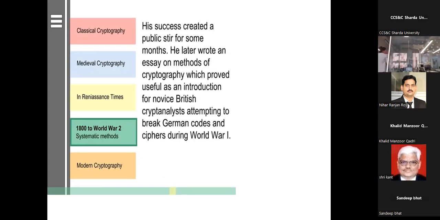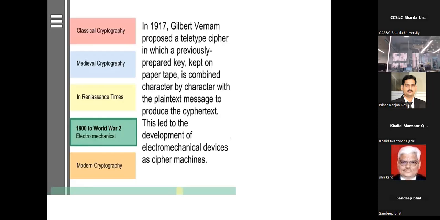Machine cryptography came. Okay, so he later wrote an essay on methods of cryptography, which proved useful as an introduction to novice British cryptanalysts attempting to break German codes and ciphers during World War I. These things happened. I will give you some glimpses. So the whole thing was developed in a machine called the teletype machine. The teletype cipher, in which a previously prepared key kept on paper tape is combined character by character with the plain text message to produce the cipher text. This led to the development of electromechanical devices as cipher machines.